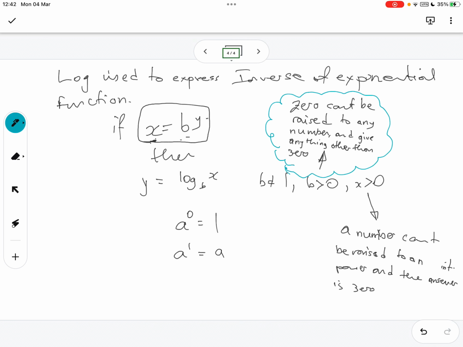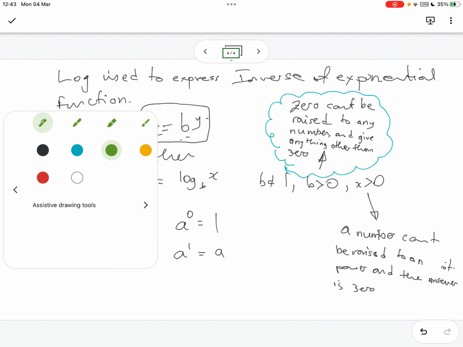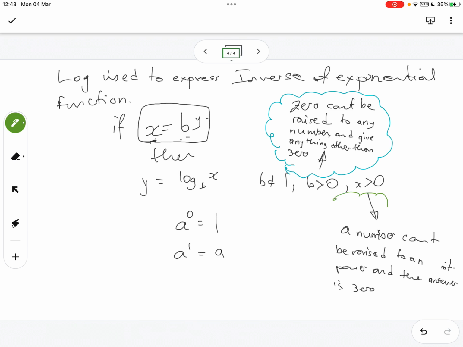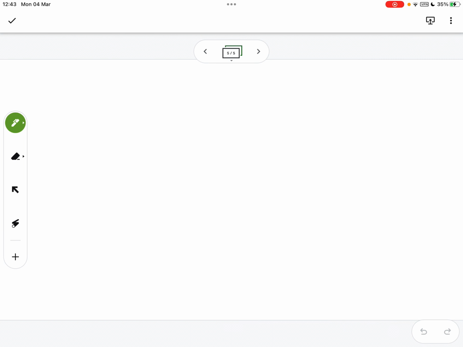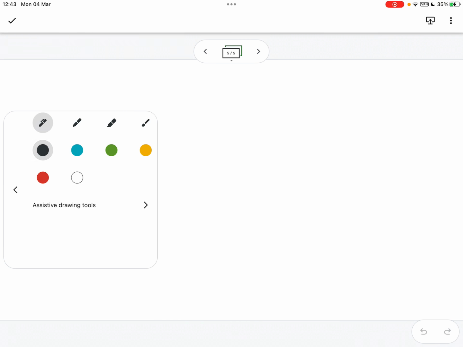And then, so this one tells us that b is positive or greater than 0, tells us that 0 cannot be raised to any number and give anything other than 0. And then the second one simply says a number can't be raised to any number and the answer is 0.